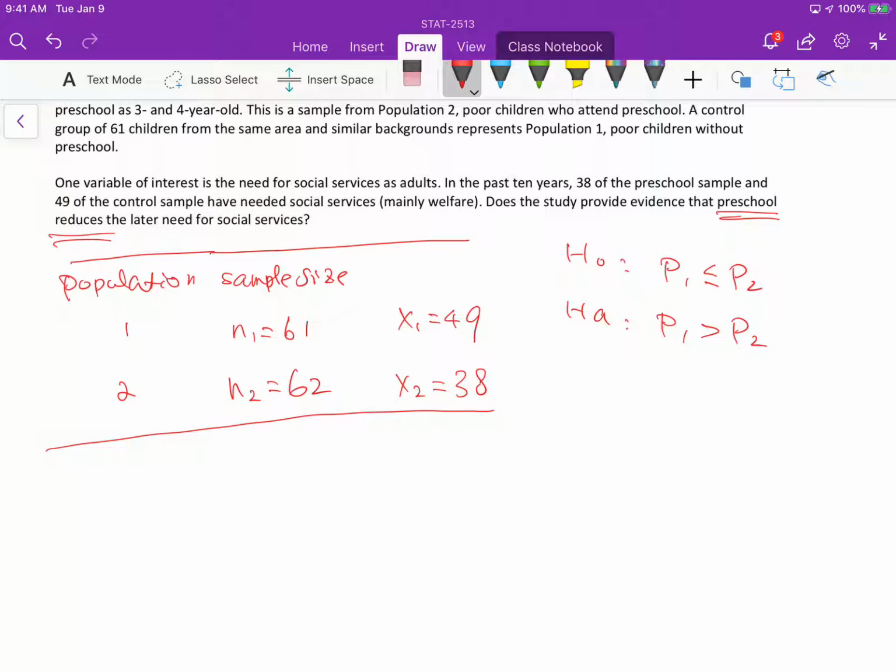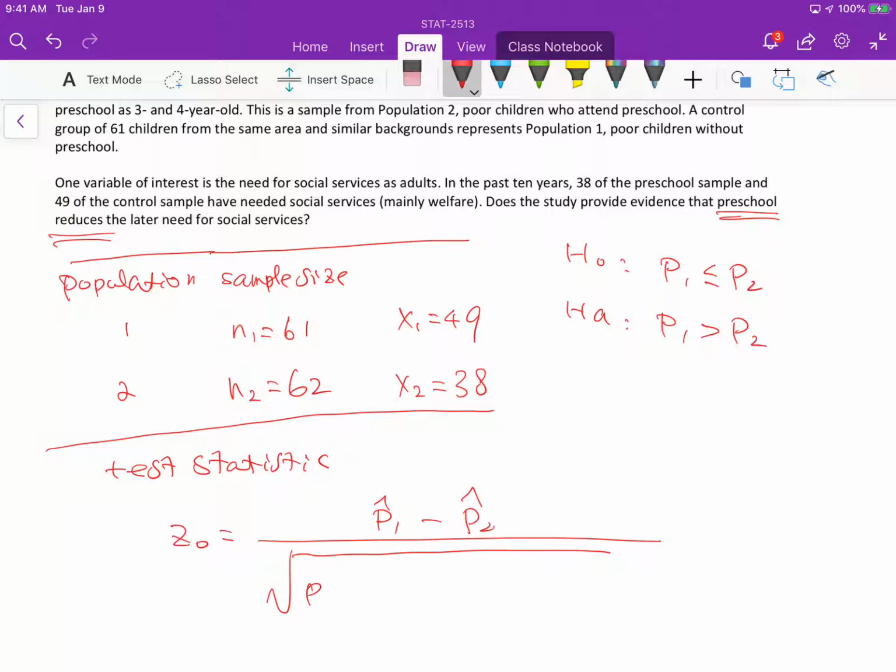So let's first try to calculate the test statistic. The Z0, if you copy the formula, will be P1 hat minus P2 hat over the square root of P hat times 1 minus P hat times 1 over N1 plus 1 over N2. Let's see what they are. P1 hat and P2 hat will be the sample proportions, right?